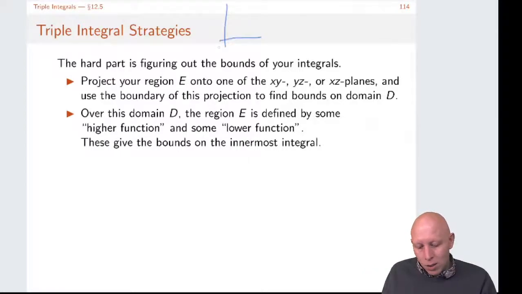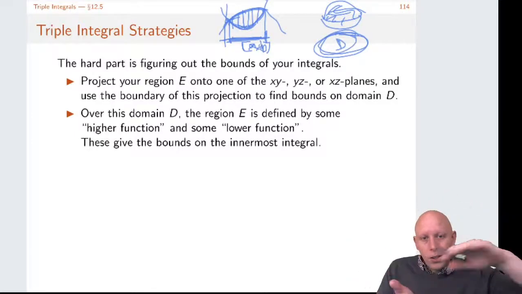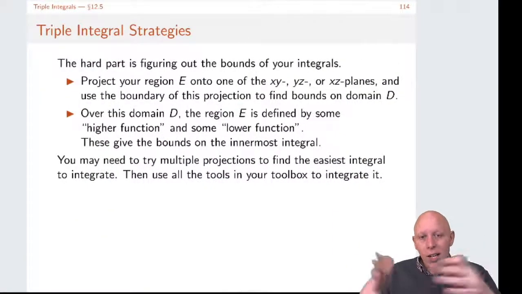Just like in 2 dimensions, when we have maybe a picture that looks like this, we end up projecting down onto the x-axis, and then we look at what the lower function is and what the upper function is. Well, this is the same idea, except now our projection is some shape, and we need to know what the lower function is, and we need to know what the upper function is. So after you've projected down into your domain, which in the past has been an interval, then we need to go up and figure out what that lower function is and what the upper function is. That gives the bounds on that innermost integral.